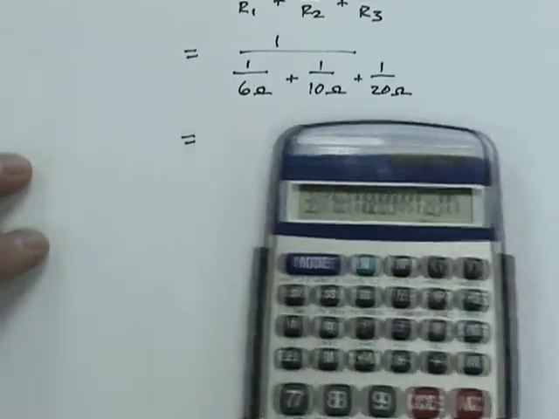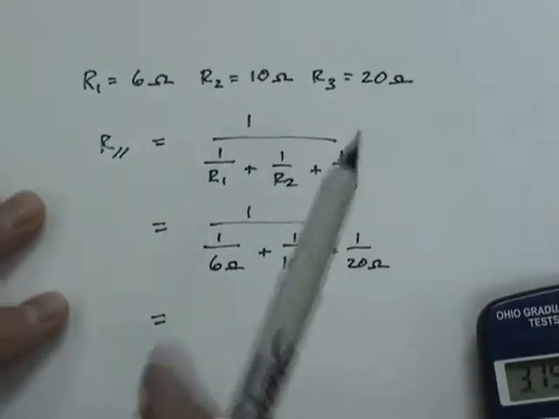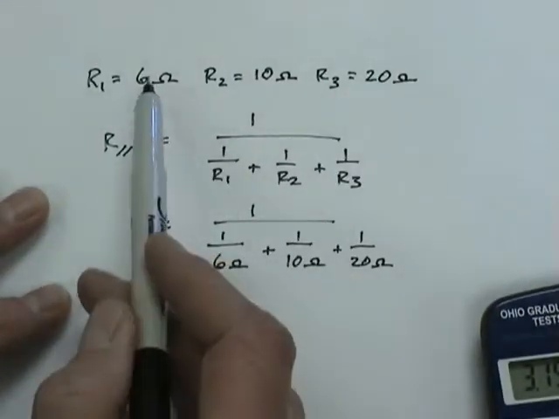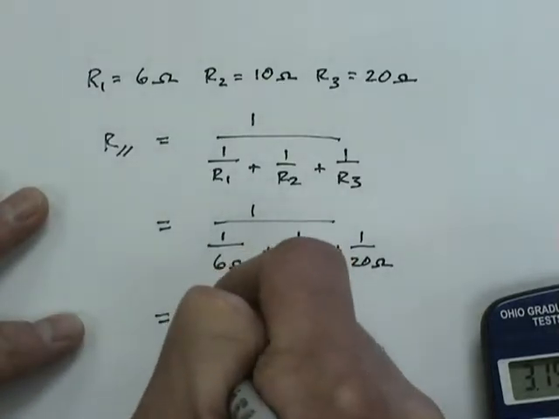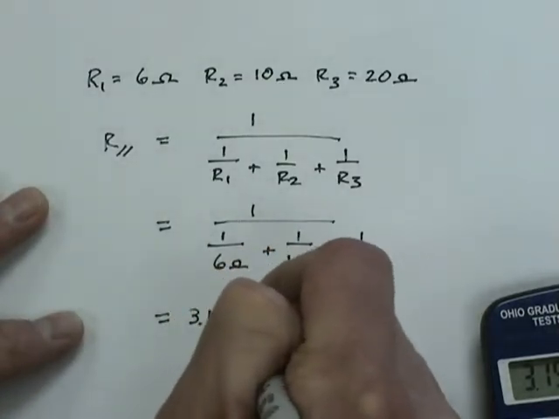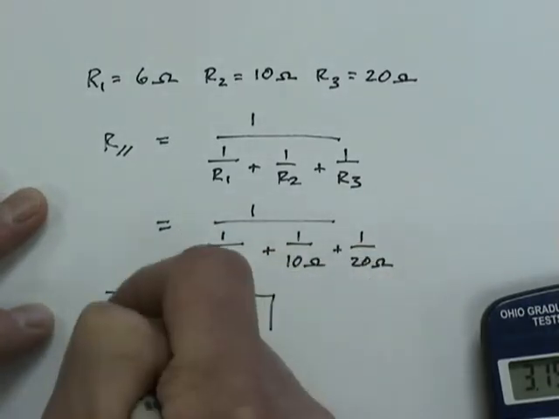Before I write that down, I'm going to look at it. Does it make sense? I have, on this problem, a 6, a 10, and a 20, so I know it has to be smaller than the 6. 3.16 sounds good. 3.16 ohms, R parallel equals, and a box around it.